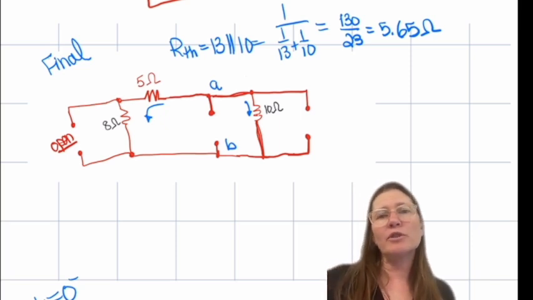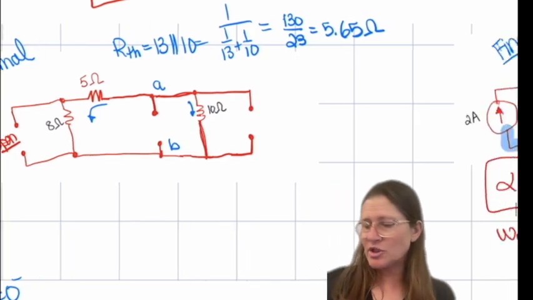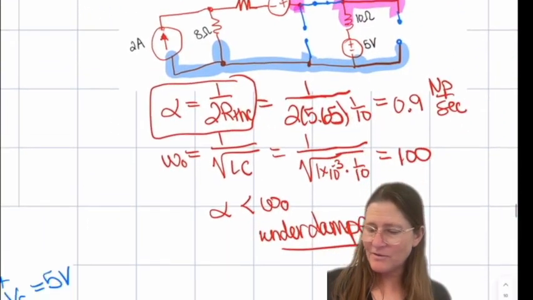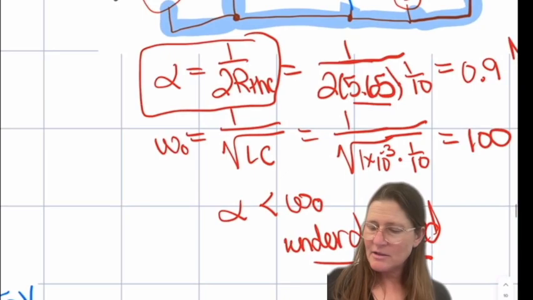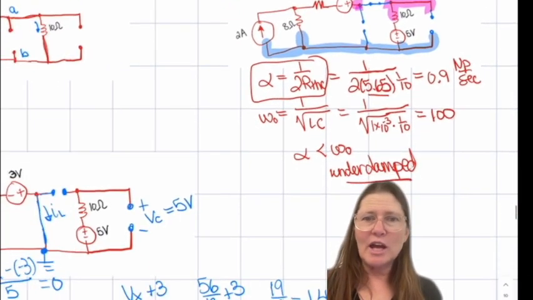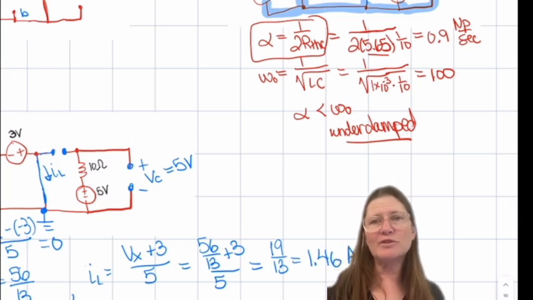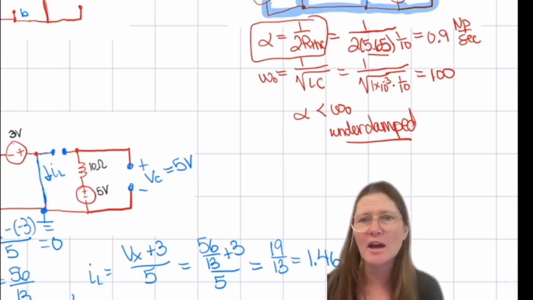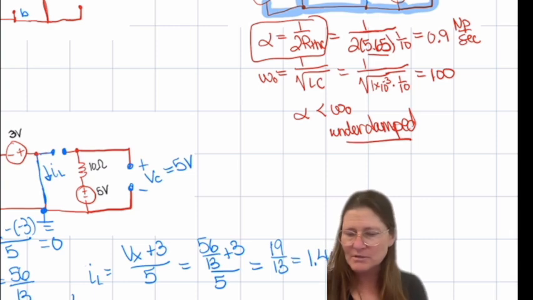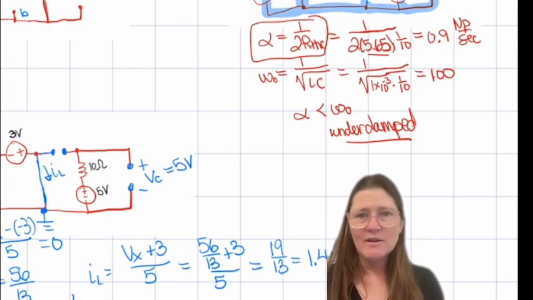So then you have 13 in parallel with 10, which gives you 5.65. So you use that resistor value. And then in this case, you end up with alpha is 0.9 and omega naught is 100. So you get underdamped conditions for this one.